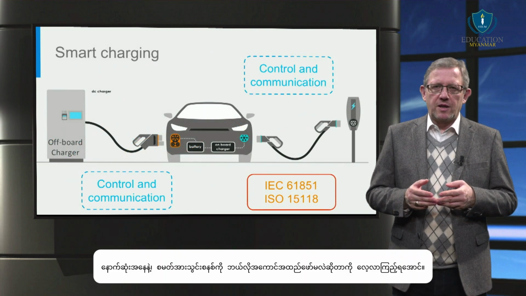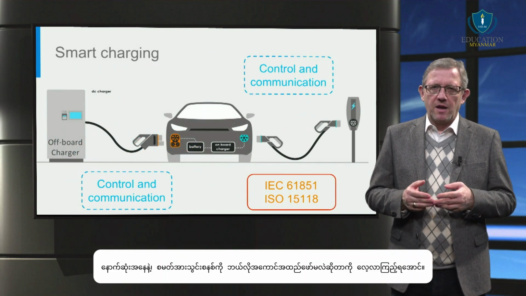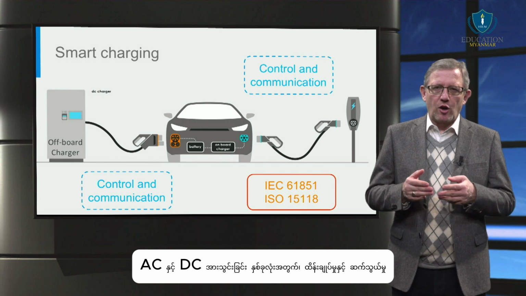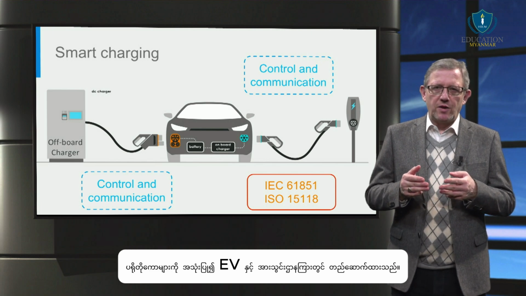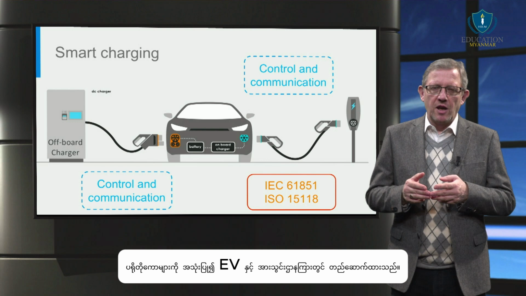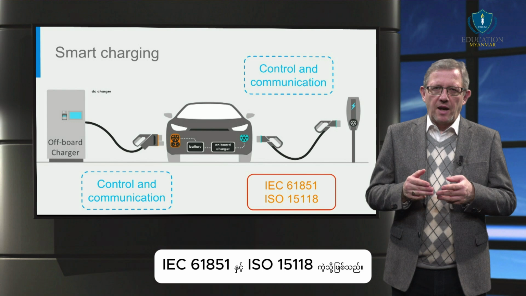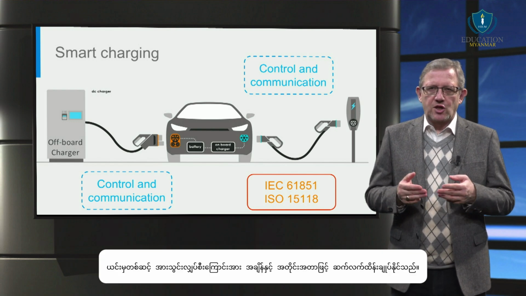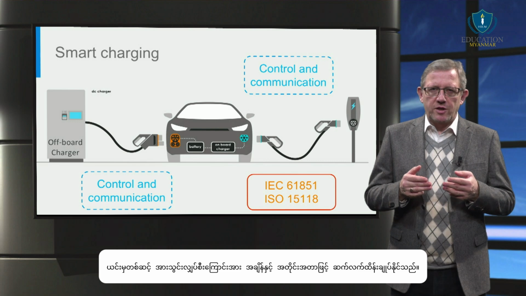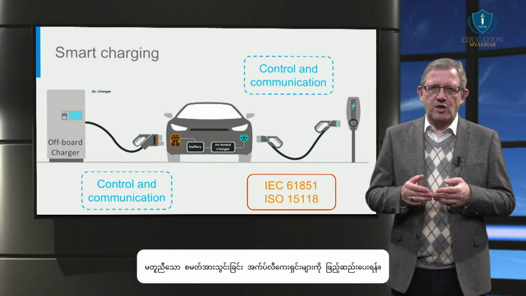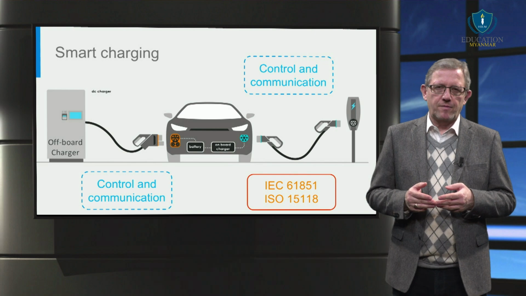Finally, let us look at how smart charging is implemented. In case of both AC and DC charging, control and communications are established between the electric vehicle and the charging station using protocols like IEC 61851 and ISO 15118. Through this, the charging current can be continuously controlled in time and in magnitude to cater to the different smart charging applications.